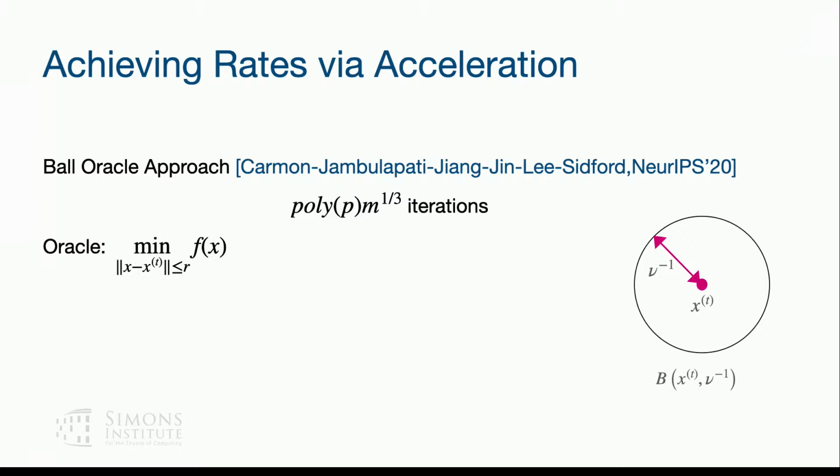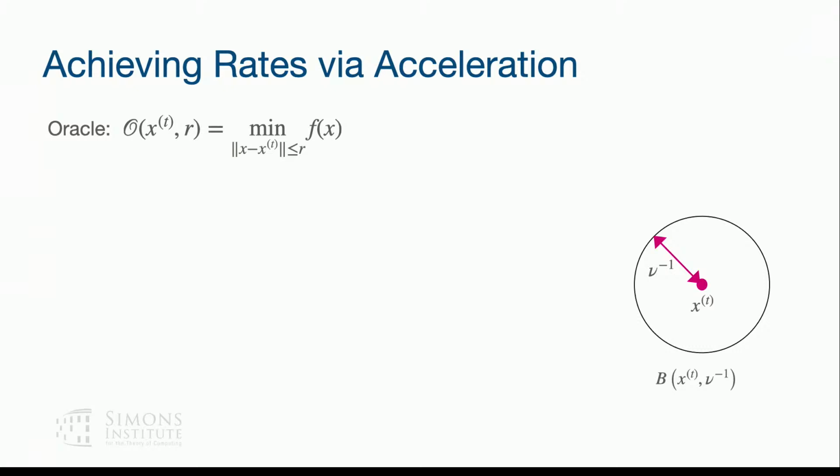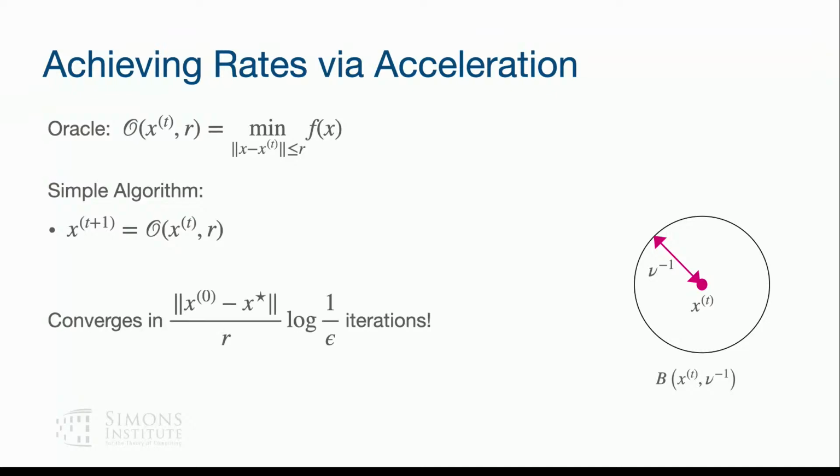So this oracle is slightly different. In our case, we're solving these linear systems. Now they're looking at this oracle where, suppose you're given the minimizer of a function in a ball of radius r, then how do you optimize these functions? A simple algorithm would just be, you take a point, find this minimizer and move to the new point. And this can be shown to converge in something that's, yeah?